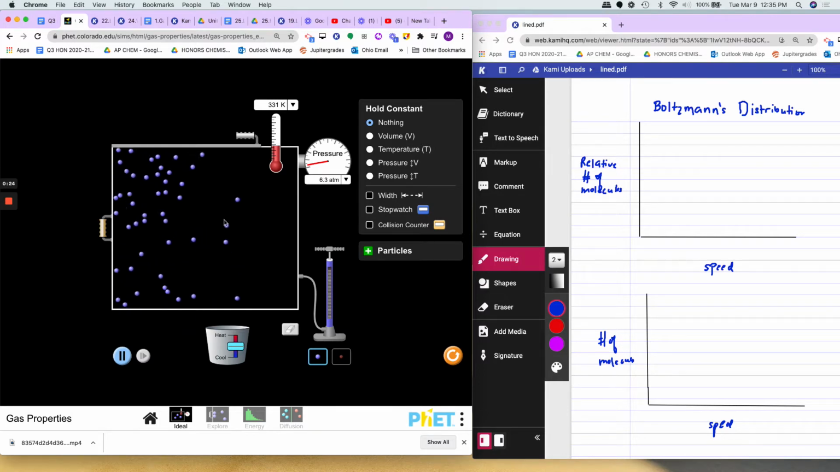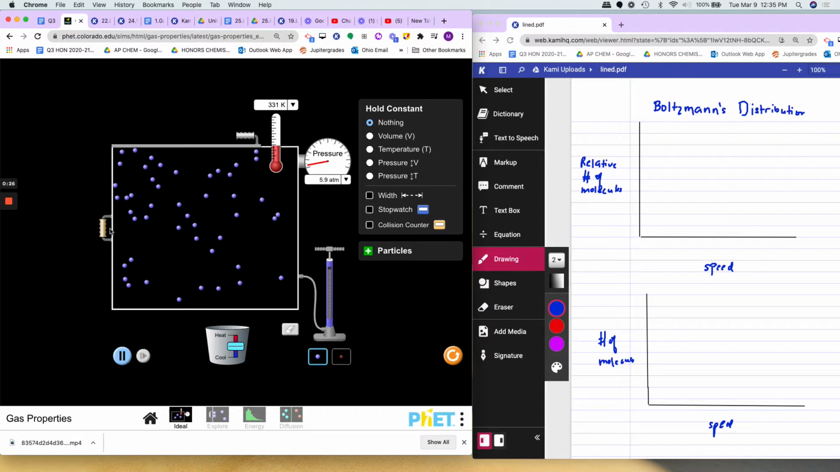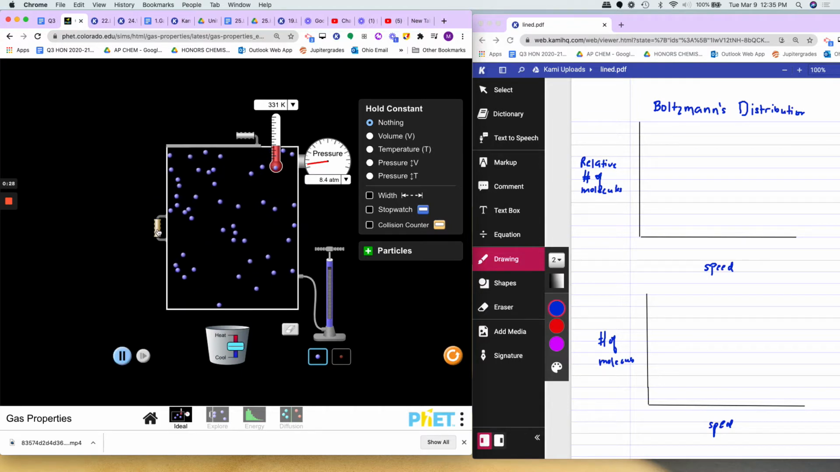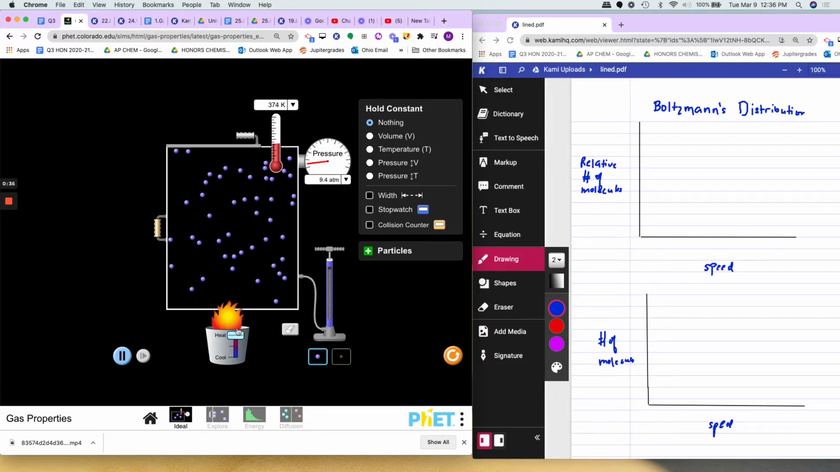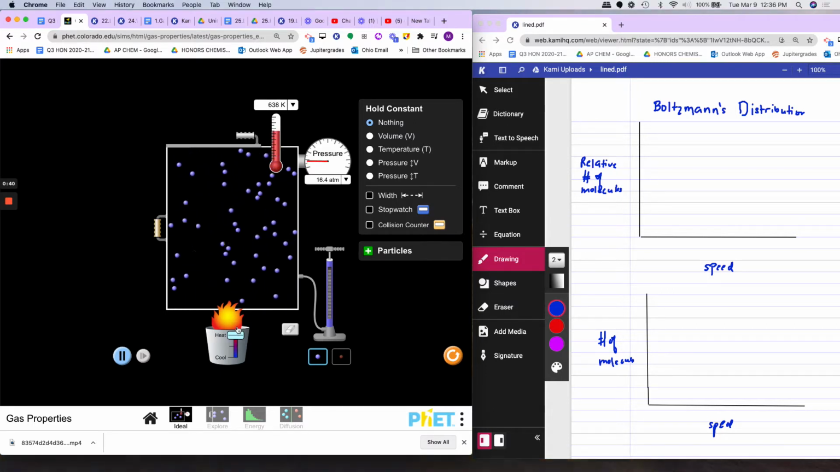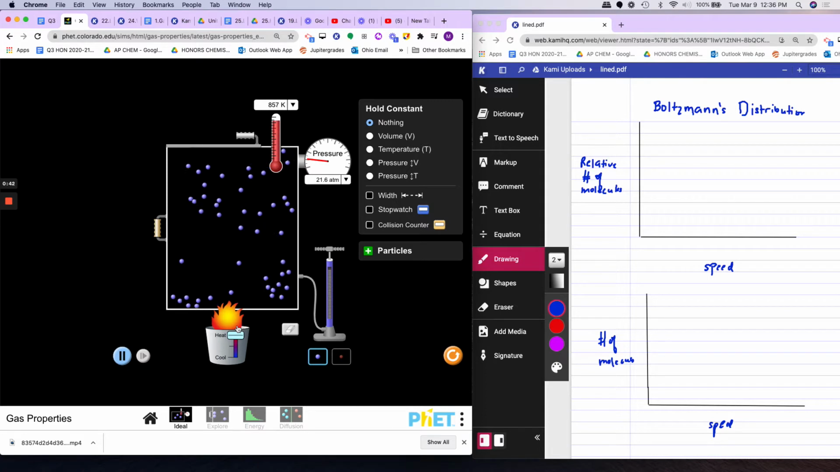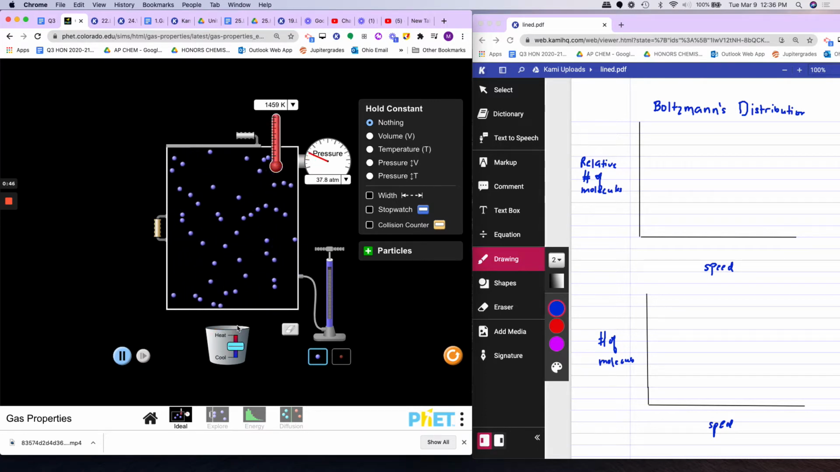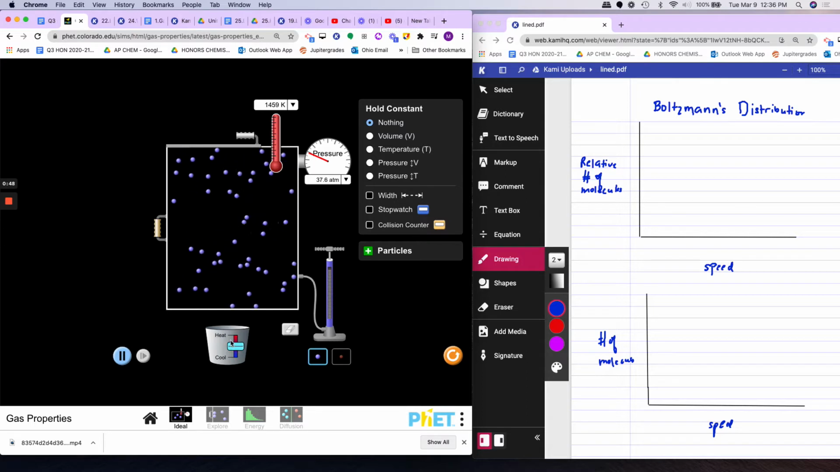Okay, so you can see the speed of the molecules right now. I'm going to go ahead and make it smaller so you can see it easily. Okay, so what I'm going to do is I'm going to heat this up, and please observe the speed of the molecules. So as you can see, as it gets hotter and hotter, the molecules go faster and faster.